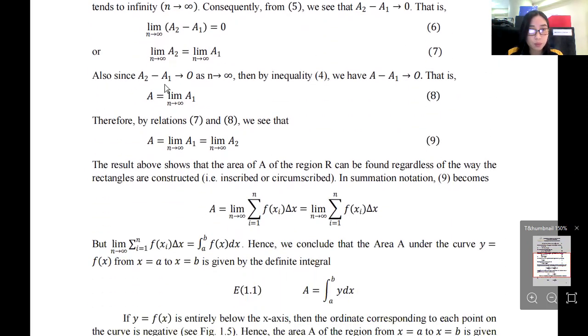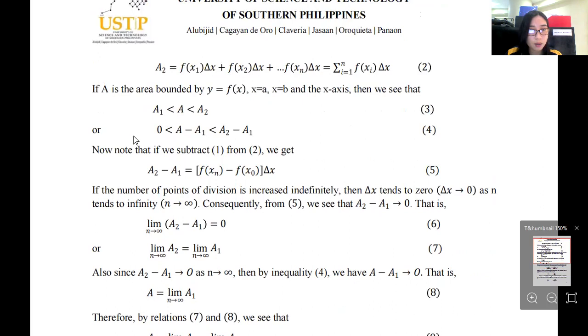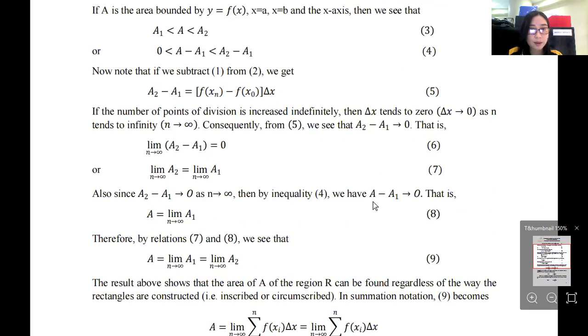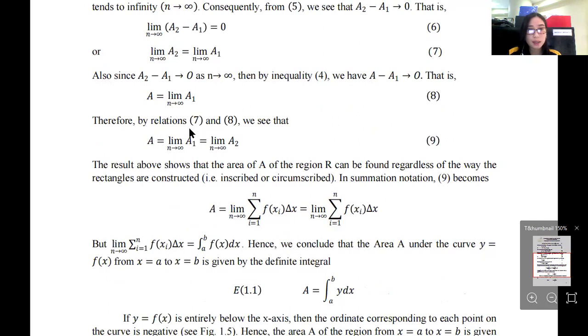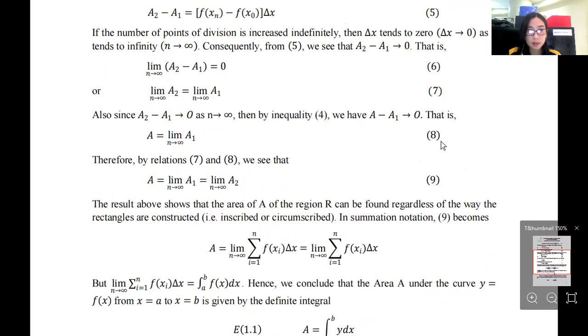Also, since A sub 2 minus A sub 1 approaches 0 as n approaches infinity, then by the inequality from equation 4, we have A minus A sub 1 approaching 0. That is, area A is equal to the limit of A sub 1 as n approaches infinity. That is our equation number 8. Therefore, by relating equation 7 and equation 8, we see that the area A is equal to the limit of A sub 1 as n approaches infinity, which is also equal to the limit.